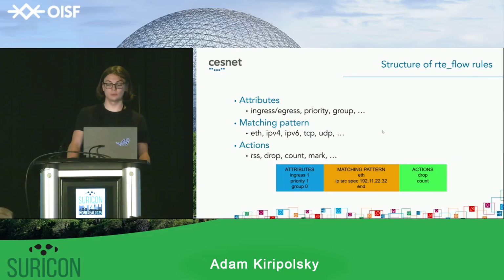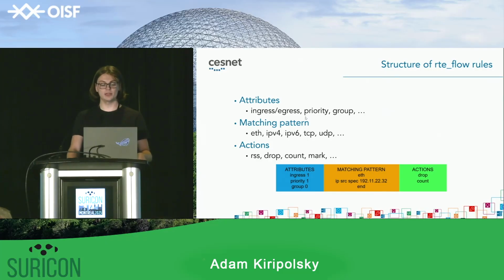What does an RTE flow rule look like? It consists of three main parts. Those are attributes, which describe the general behavior of the rule. We can describe whether it's ingress or egress, meaning we are matching the incoming or outgoing traffic on the interface. Then we can specify the priority or group attributes, so that this way we can create a sort of hierarchy of rules in the hardware.